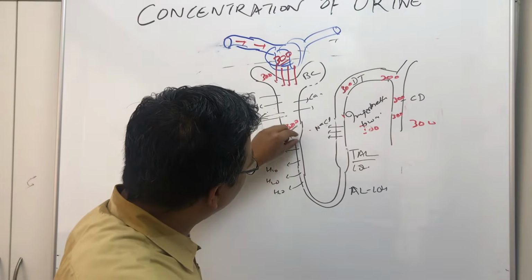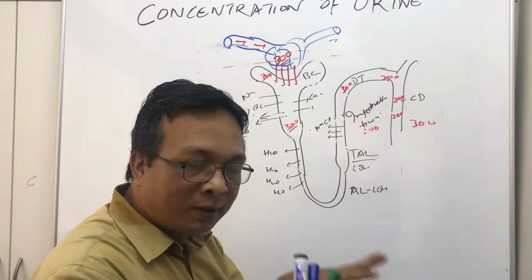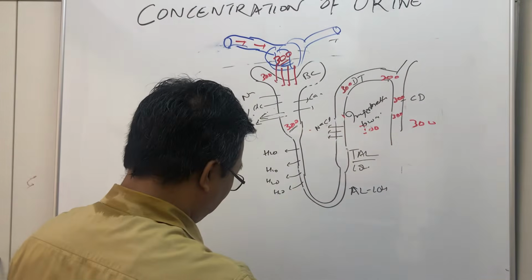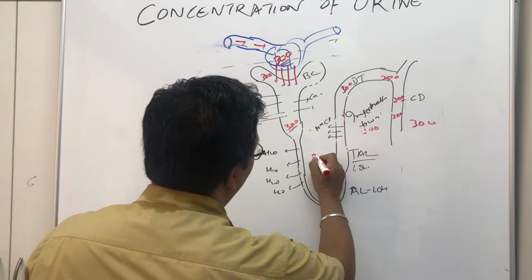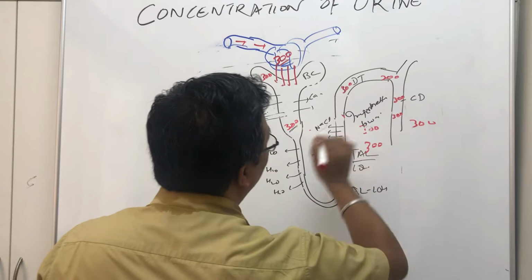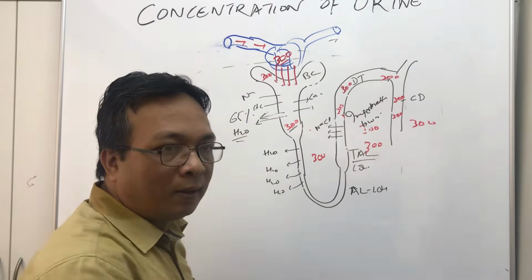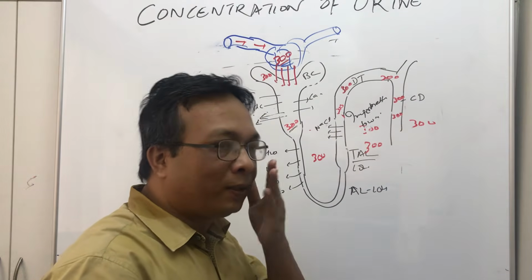So normally there is 300 everywhere. The surroundings are 300. It maintains an equilibrium. There is a balance of 300. In the interstitial it is 300, tubular fluid is 300, everywhere is 300. That is the normal, happy days. Now you have gone to a dehydrated condition.